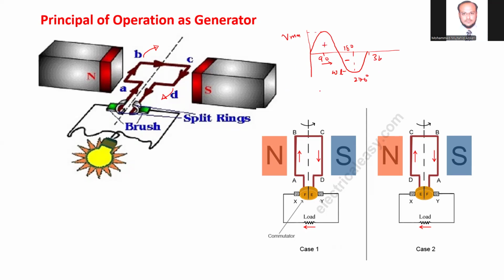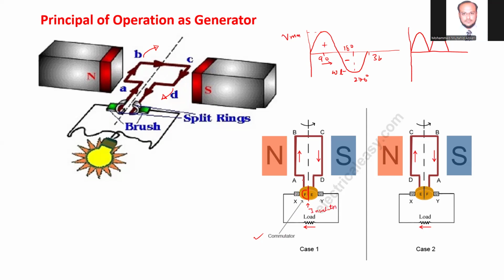But for the DC generator, we want the current in the external circuit to be unidirectional, meaning we want only the positive half cycle in one direction. For that purpose, we have to connect the conductors, that is a coil, with the commutator. What is the commutator? Half of the coil is connected to one part of the conducting media, and in between this is non-conducting. This is insulator.